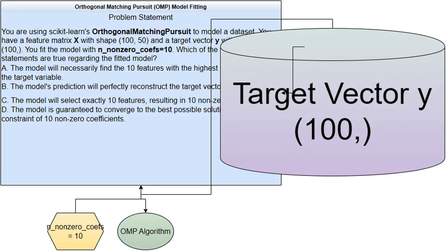This is what I'm trying to predict. For each of the 100 observations, I have a corresponding single target value. It's a single column in a spreadsheet with 100 values.